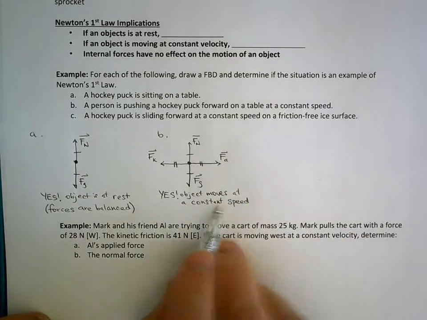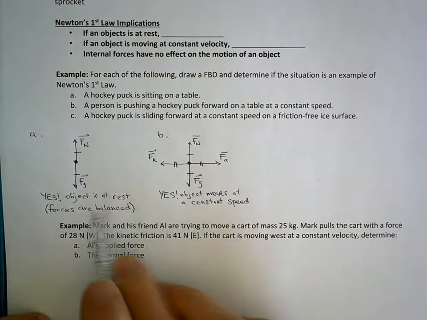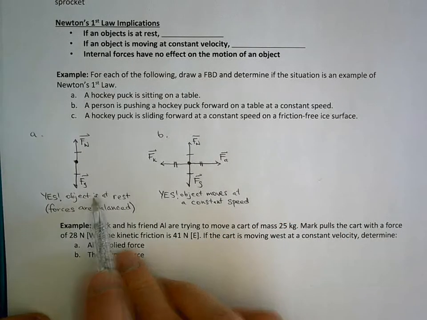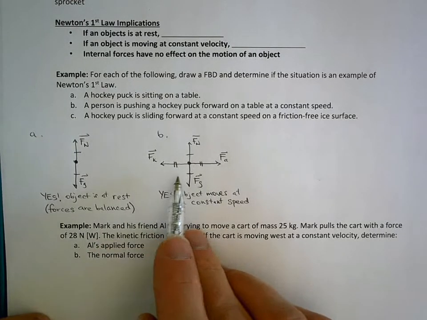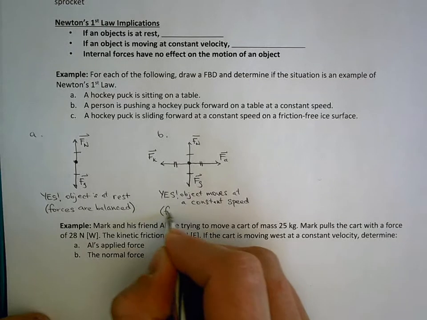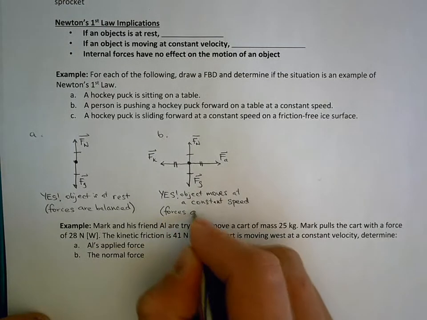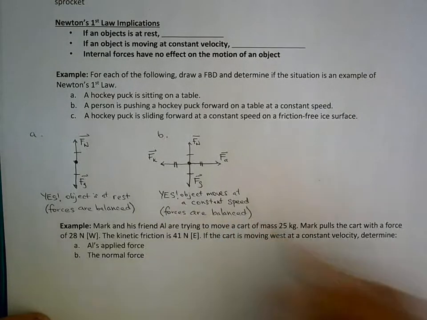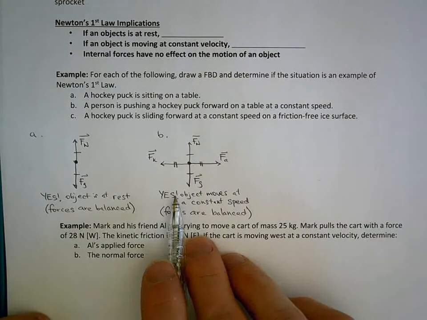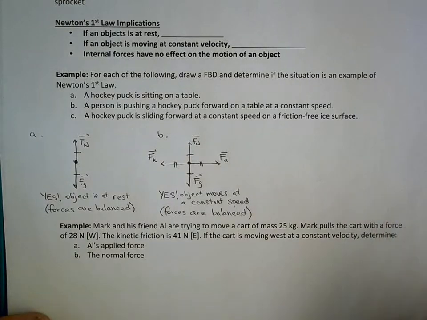In terms of free body diagrams, if an object is at rest or moving at a constant speed, these are both examples of the first law. And in terms of free body diagrams, the forces are balanced in both cases. What happens when the forces are unbalanced? That's tomorrow's lesson, which is on Newton's second law.